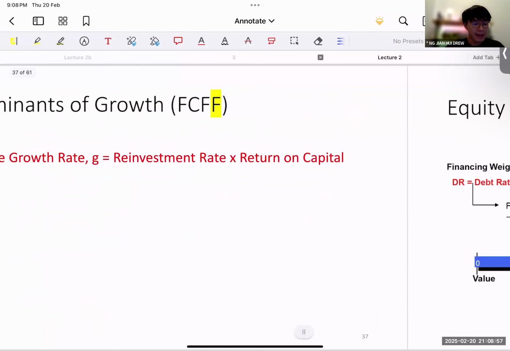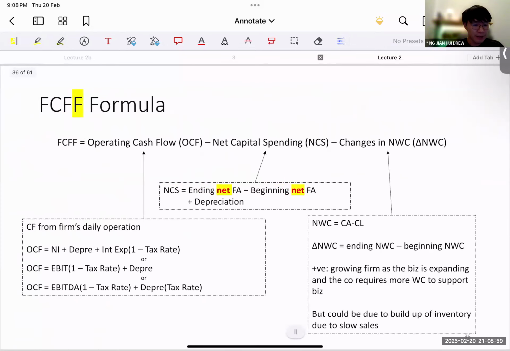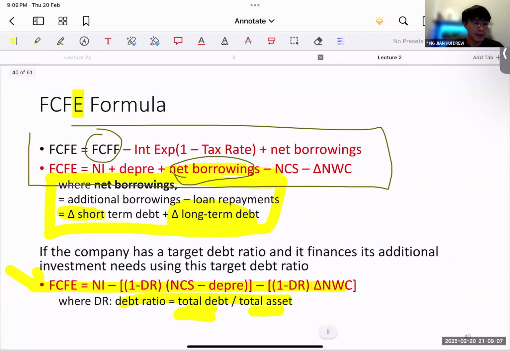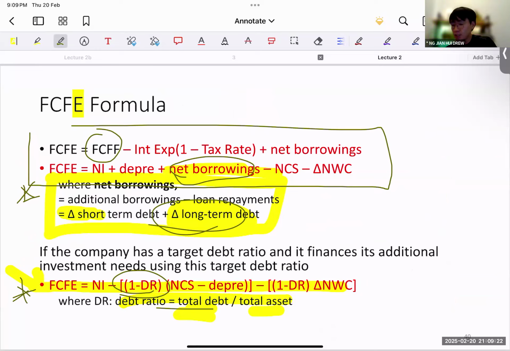Okay. So this is the part that I want to bring your attention to in terms of FCFE. This part here. Just take note, what do they give you? Are they giving you the change in borrowings or total debt? Any questions on this? Yeah, thanks for the question on the FCFE and FCFF. That's right.